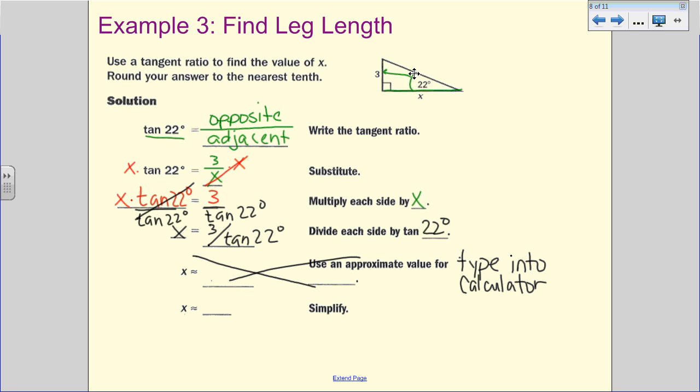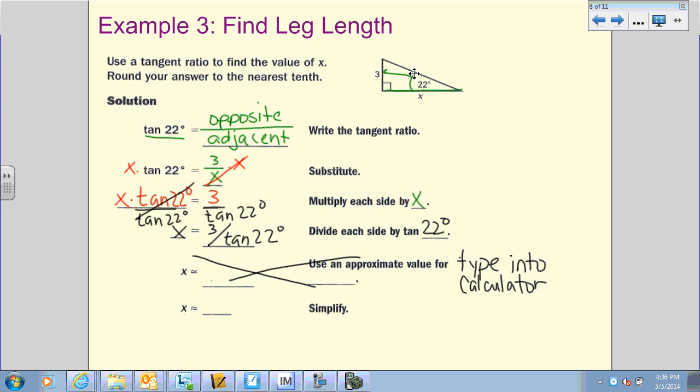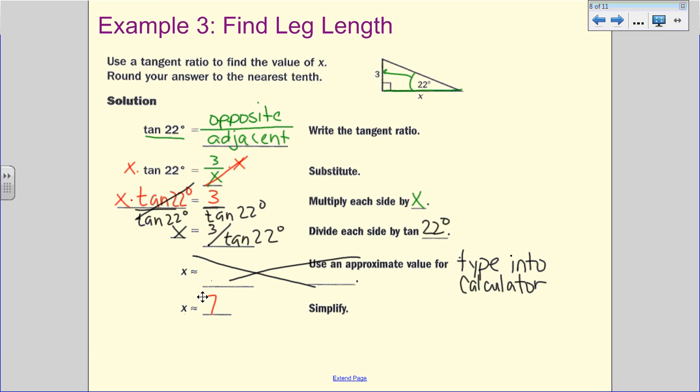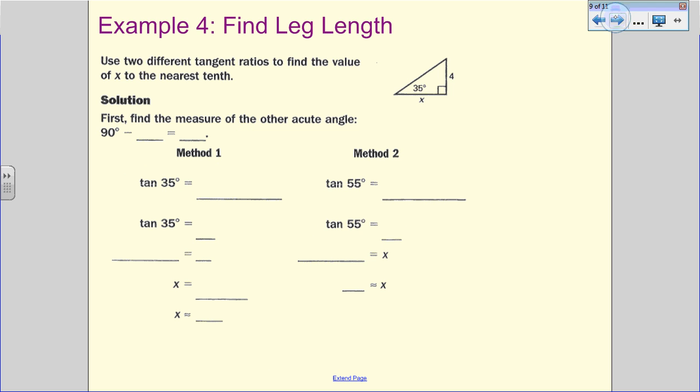So let's see what that looks like. I'm going to take 3 divided by tangent of 22 degrees. Hit enter. We get 7.75. They tell us to round to the nearest tenth. So based on what we see in my calculator, that's simply going to be 7.4. All right, let's take a look at the other ones. We need to find another leg length, so we need to practice this a couple of times.